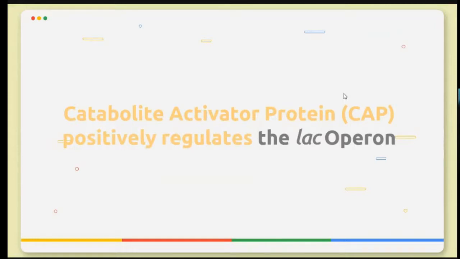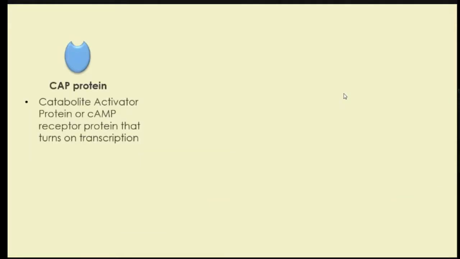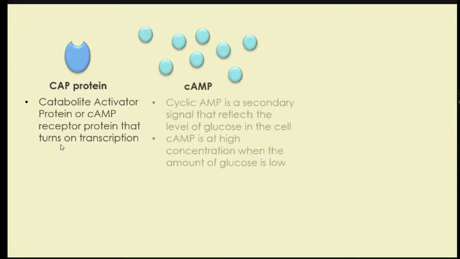And di ba kanina negative regulation, so merong repression na nangyayari, merong turning off na nangyayari. Dito naman yung mangyayari, turning on of the gene or the lac operon. So sabi dito, meron kang CAP protein or catabolite activator protein or cAMP receptor protein that turns on transcription. So how? It actually couples with cyclic AMP or cAMP, which is a secondary signal that reflects the level of glucose in the cell.